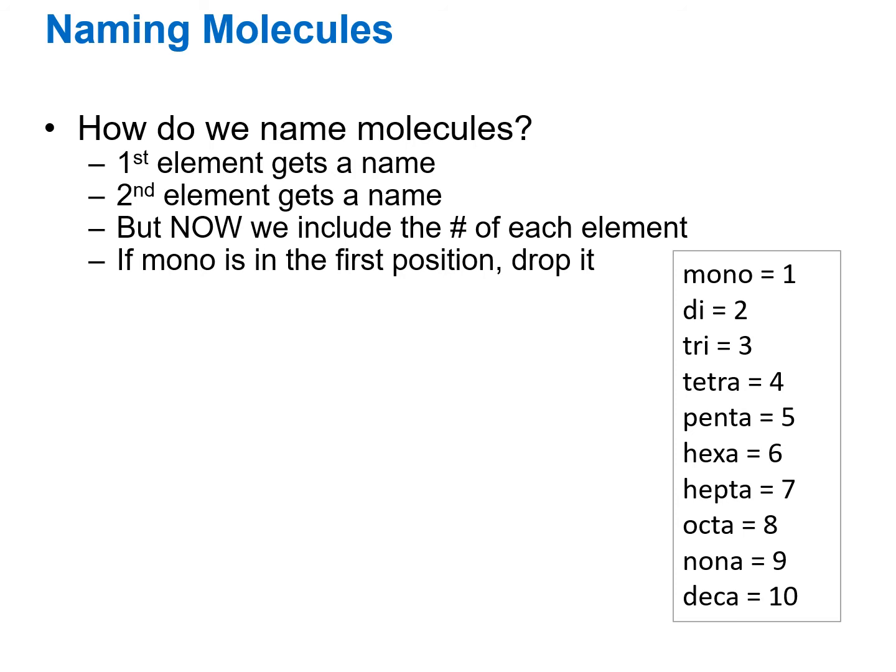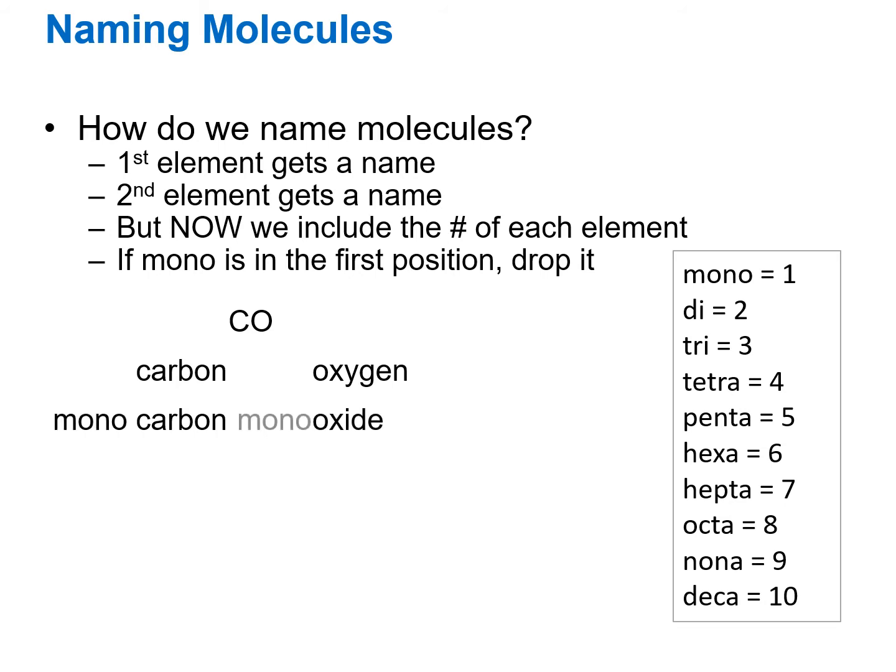Now it just wouldn't be chemistry unless we had some weird exceptions, so I'm going to introduce you to some exceptions, and then I'll tell you how I grade them. Let's take a look at this character. We have one carbon, and we have one oxygen. Now we know carbon stays carbon, and we know that oxygen becomes oxide. And we can drop the mono from carbon. But let's look at this mono in front of oxide.